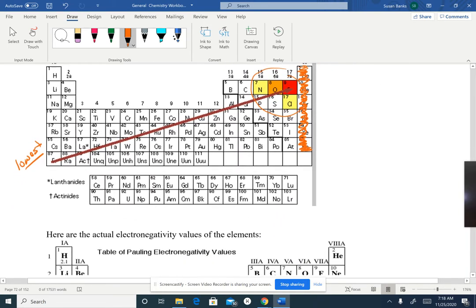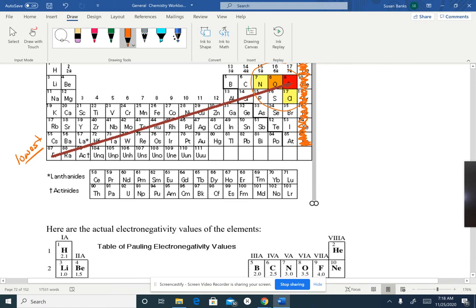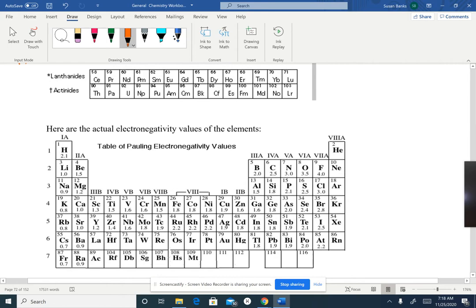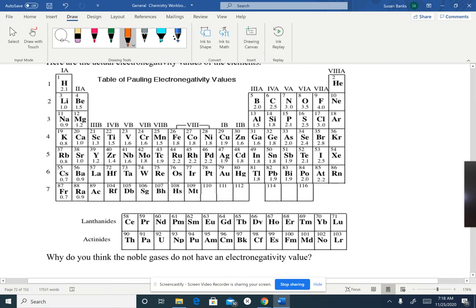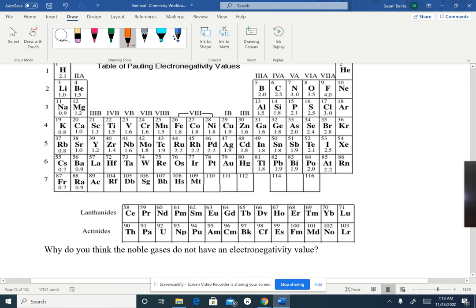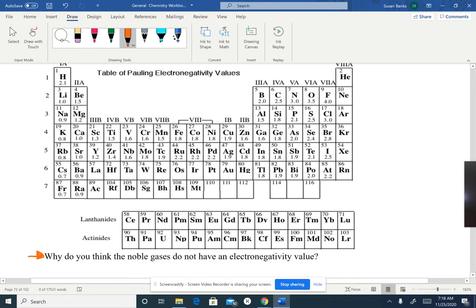I wonder why that is. Do you think you could figure it out? Okay, here are actual electronegativity values. We are going to use this chart a lot. And here's my question, and I told you this just a few seconds ago. Why do you think the noble gases do not have any electronegativity value? Think about that for a sec.